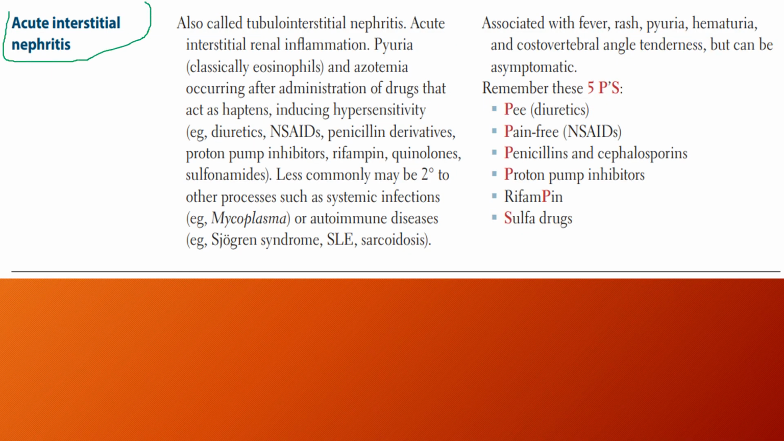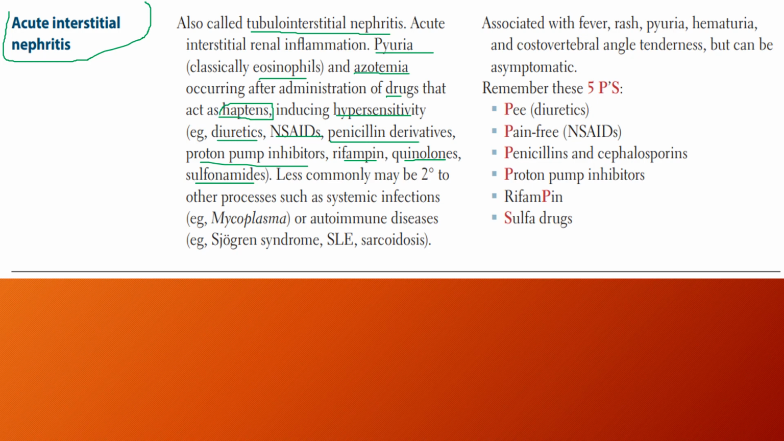Acute interstitial nephritis is also known as tubulointerstitial nephritis. It is acute interstitial renal inflammation, with pyuria, classically eosinophils, and azotemia occurring after administration of drugs that act as haptens, including hypersensitivity, for example diuretics, NSAIDs, penicillin derivatives, proton pump inhibitors, rifampin, quinolones, and sulfonamides.